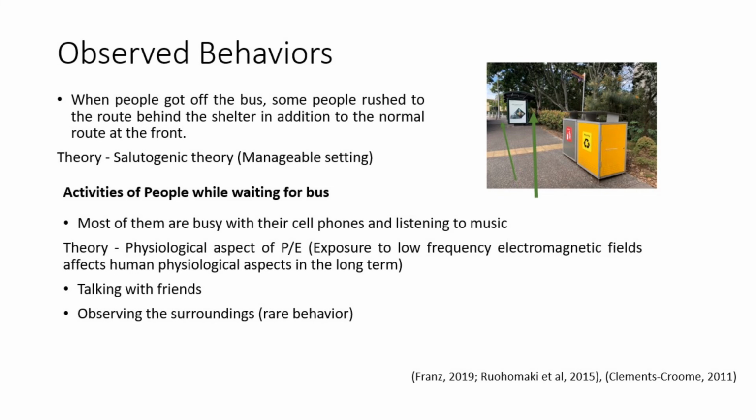According to salutogenic theory, the setting allows for adequate manageability. For example, people use the small path between the shelter and the bushes when they are in a rush or as a place to wait for the bus in the afternoon, which is the only area in shade. When it comes to the activities of people, most of them use phones, which is harmful to our physiological aspects in the long term, with daily exposure to low-frequency electromagnetic fields.